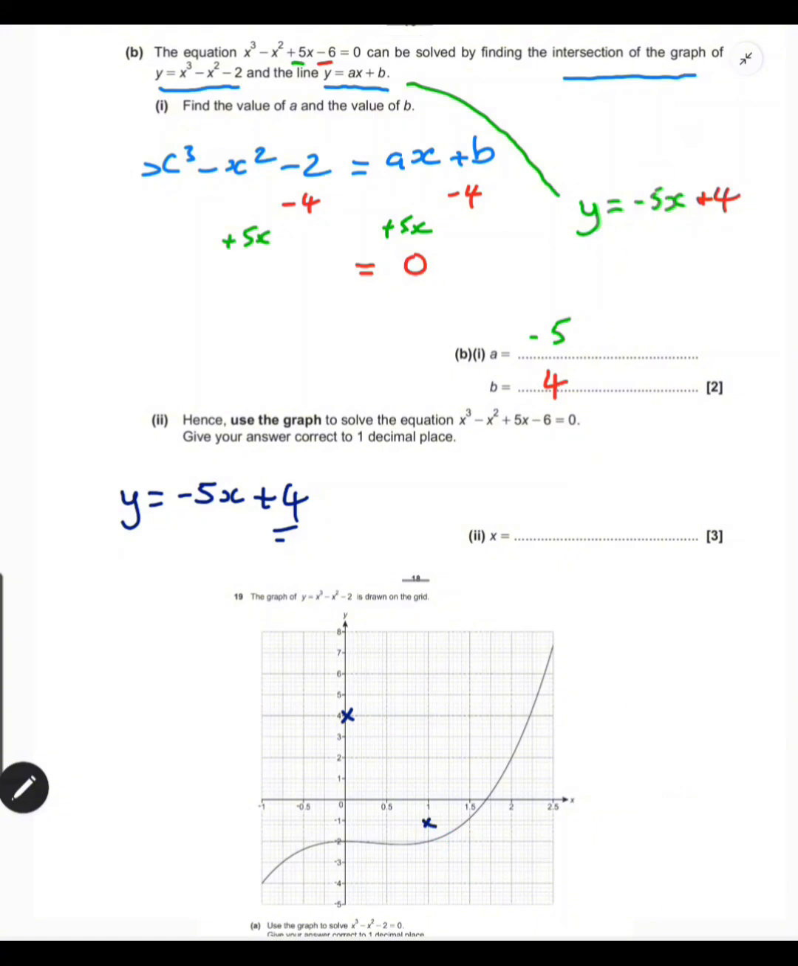I've used a gradient intercepts method. 4 is the y-intercept. Gradient is minus 5, meaning for every 1 across, 5 down. I could do another 1 across, 5 down, but I'm going to go off the page. I'm going to join these together. And that is the line y equals minus 5x plus 4. If I'm solving the equation, I'm looking for where they cross over, which is here. Just read up to your x solution. I think it's 1.2, something around there, 1.25. It does say to 1 decimal place, so 1.1, 1.2, 1.3, probably full marks.